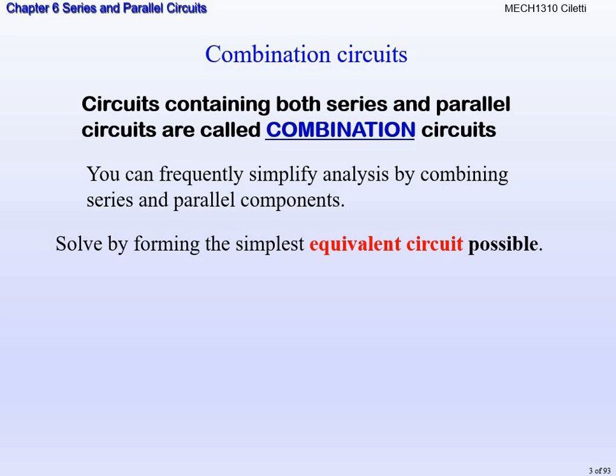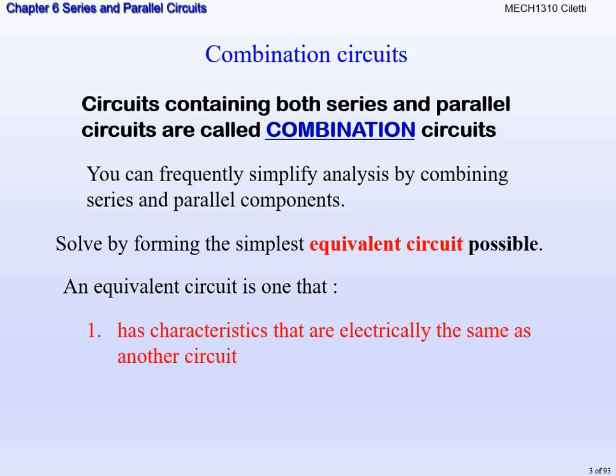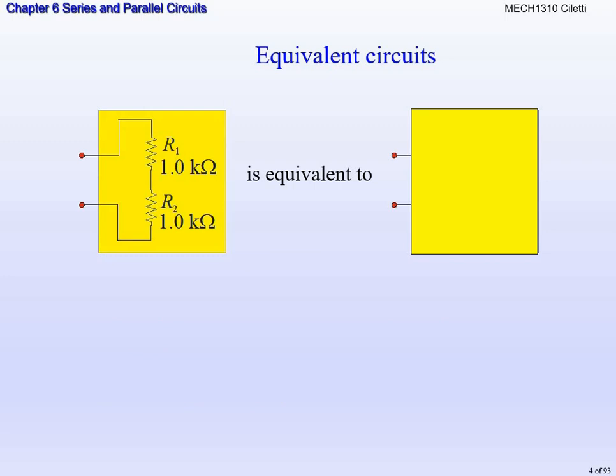In order to solve a combo circuit, we need to find the simplest equivalent circuit possible. We can write it down to eventually one source and one resistor. Essentially we want to break it down to a one series type circuit, and that way it's simpler. Does the circuit do the same functionality? Absolutely. But we want to make the circuit as simple as possible.